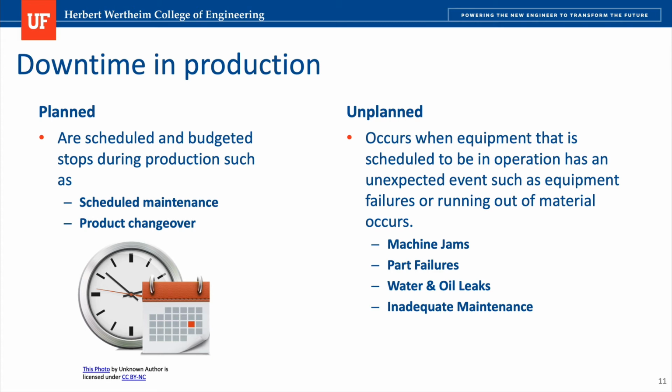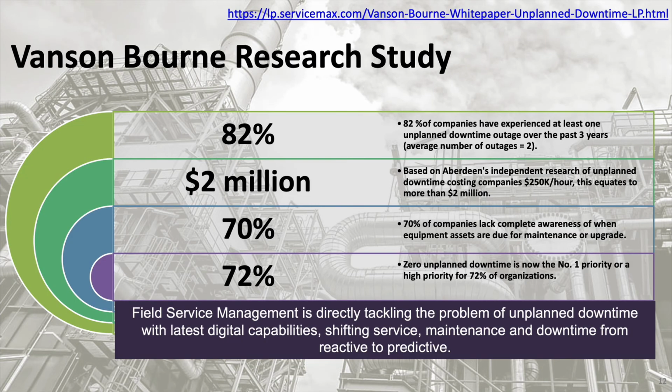Also, there could be unplanned downtime in production, and these are undesired. They occur when equipment that is scheduled to be in operation has an unexpected event, such as an equipment failure or running out of materials. You can also have machine jams, part failures, water and oil leaks, inadequate maintenance. Let's say that you scheduled something to maintain, but then something happened that didn't go well. Following the Van Burn research study, the reference is here, you can find that around 88% of companies have experienced at least one unplanned downtime outage over the past 3 years.